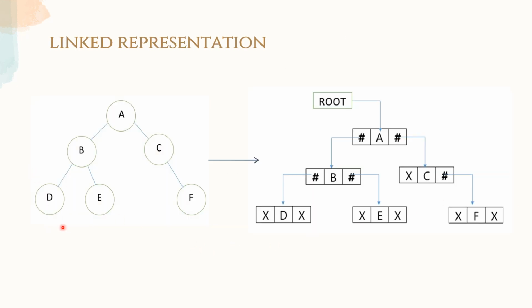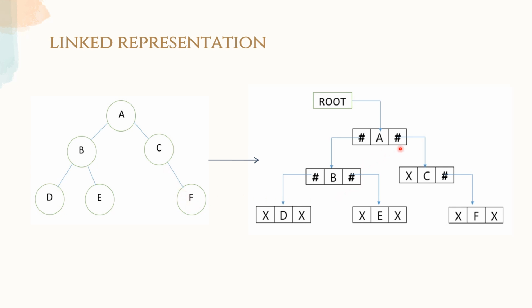Let us take an example. Here is the binary tree, in which A has left child B and right child C, and similarly B has a left child D and right child E, and the C node has a right child F.